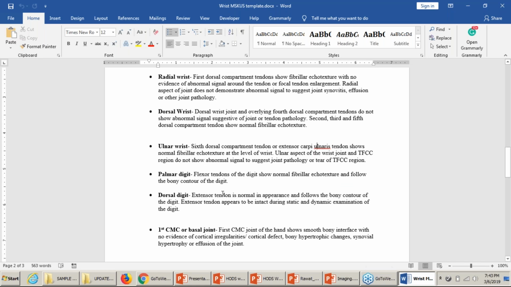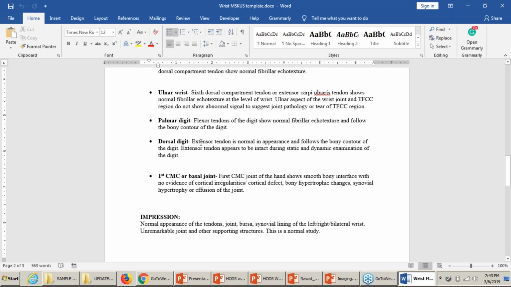Then going to digits, if you are doing a digit scan, then you can include palmar digit or dorsal digit. Let's say that patient only has problem in one digit, first digit, or let's say second digit, then you will say palmar second digit or dorsal second digit, and you can duplicate this if there are more than one digits that you're scanning.